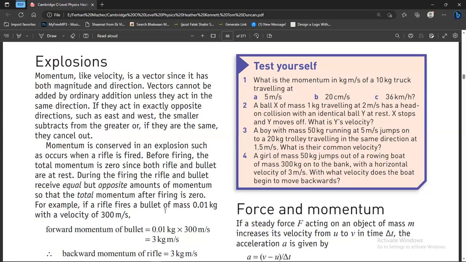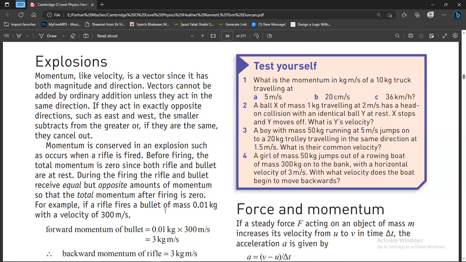A boy with the mass 50 kg running at 5 meter per second jumps onto a 20 kg trolley traveling in the same direction at 1.5 meter per second. What is their common velocity? So here just use the principle of conservation of the momentum, that the momentum before the collision and momentum after the collision is same. So you will be able to tell their common velocity.